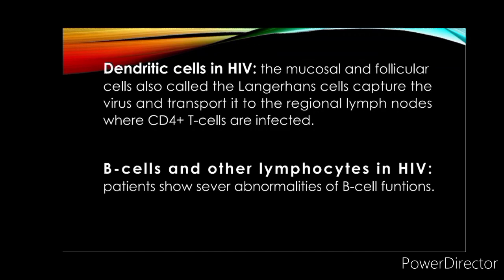Next, we have the dendritic cells in HIV. The mucosal and follicular cells, also called Langerhans cells, capture the virus and transport it to the regional lymph nodes where the CD4 T cells are infected. For the B cells and other lymphocytes, the patients show severe abnormalities of B cell function.